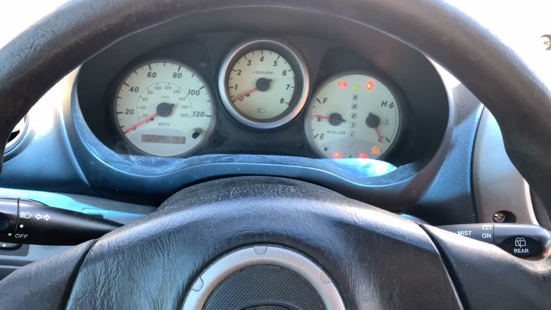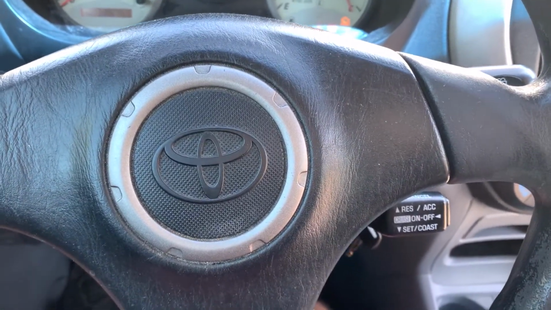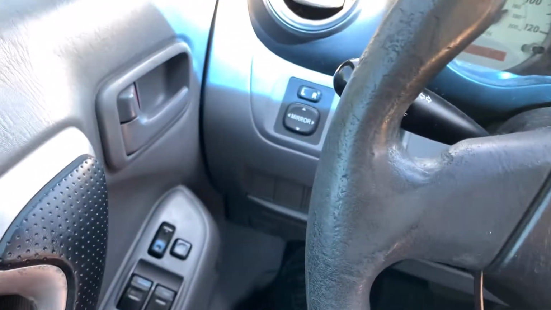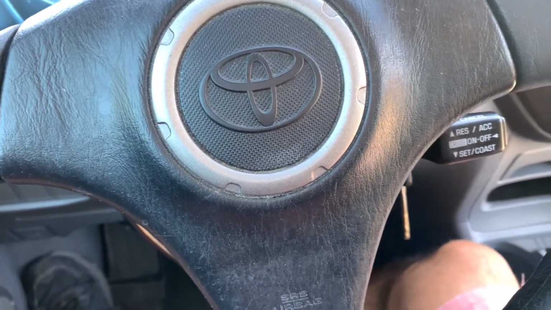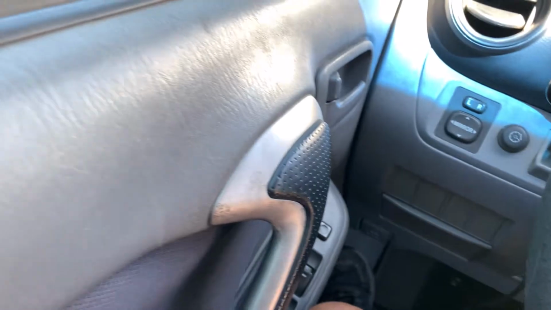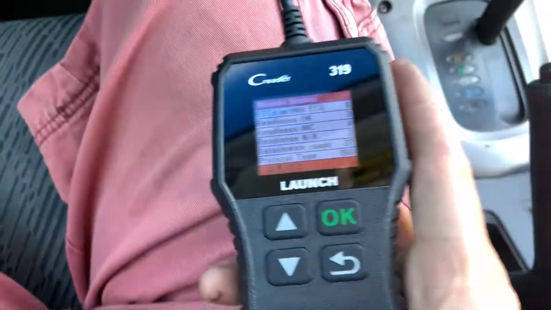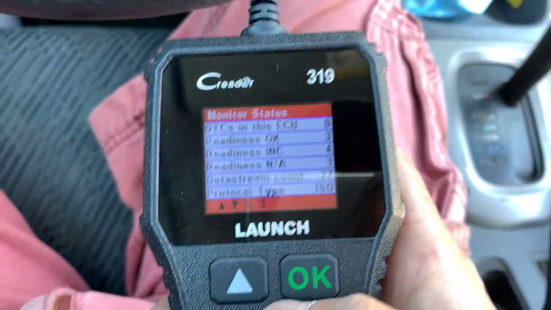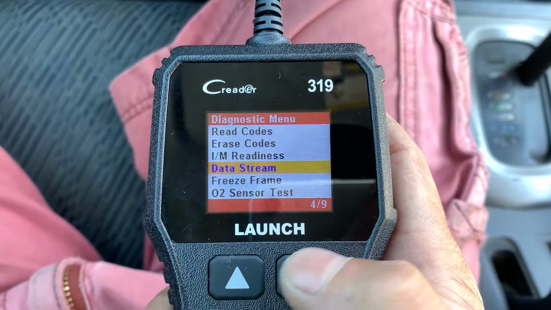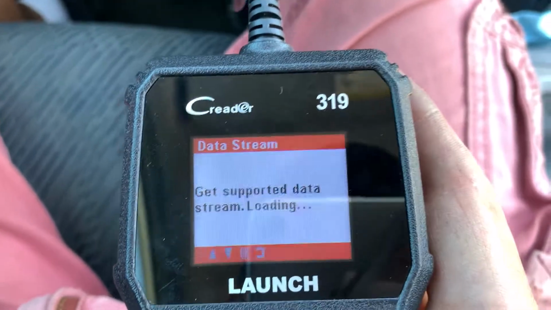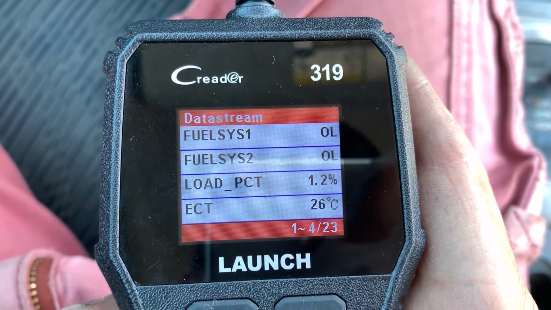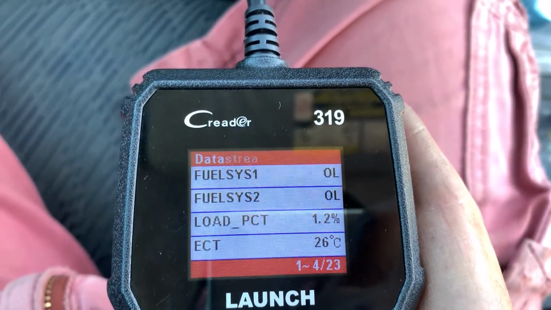So let's see how it goes. Oh no, it doesn't start. Okay, so let's see the data stream. Okay, it's open loop, so still not fixed.